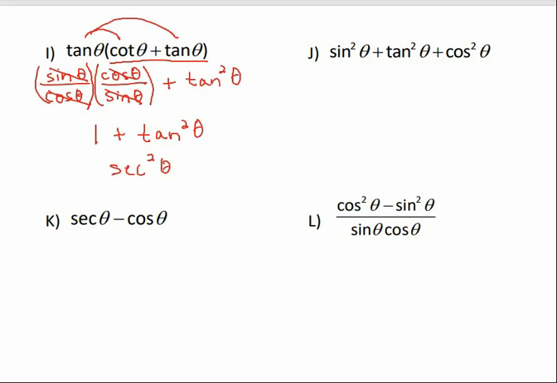For the next one, I have some squares in here, so let's think about Pythagorean identities. I know that sine squared theta plus cosine squared theta is a Pythagorean identity. Sine squared theta plus cosine squared theta equals 1. So I can just put those together. Those would equal 1. And then I have this plus tangent squared theta left. And 1 plus tangent squared theta, or tangent squared theta plus 1, is secant squared theta.